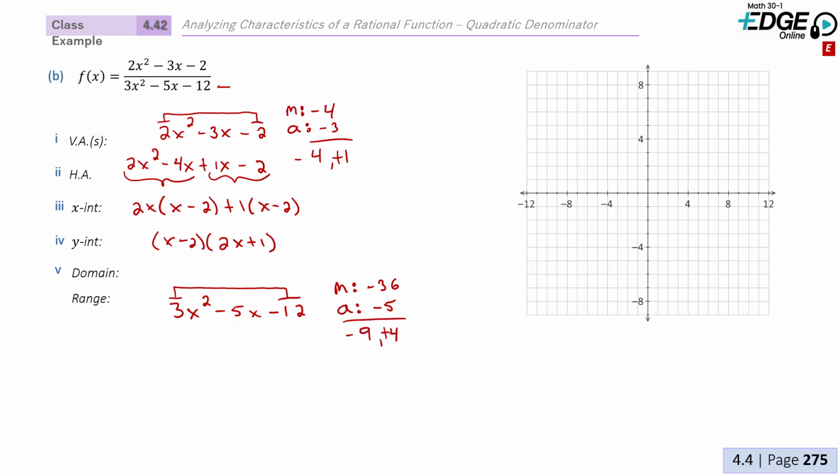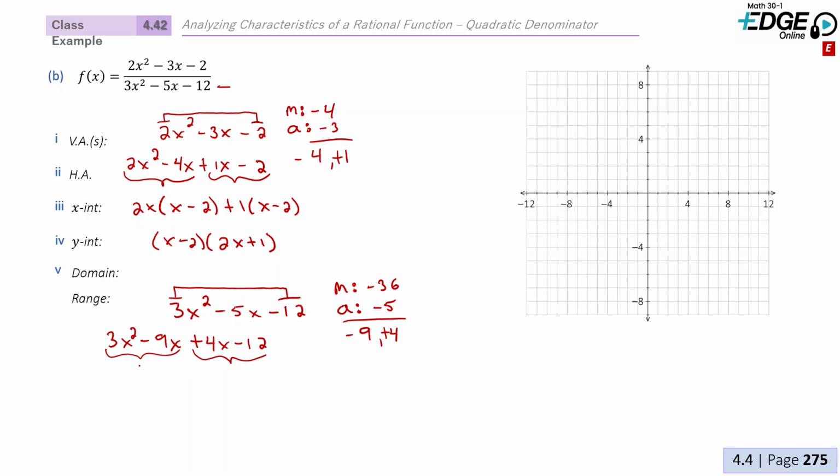So now we'll write this again. So we'd have 3x squared minus 9x plus 4x minus 12. And then we'll factor these first two and then the last two on their own.